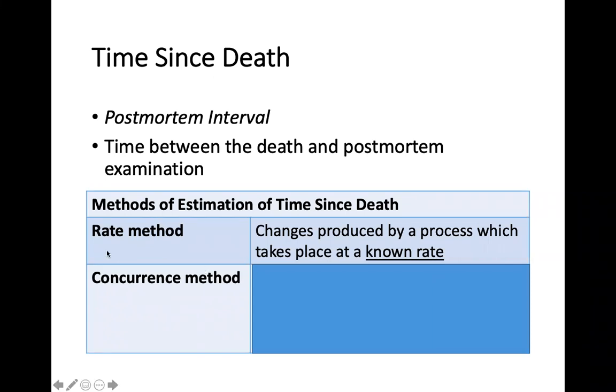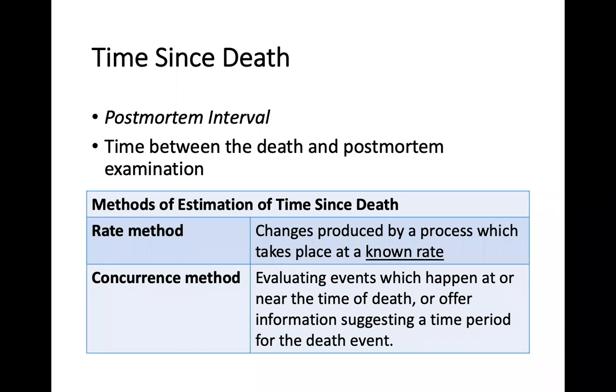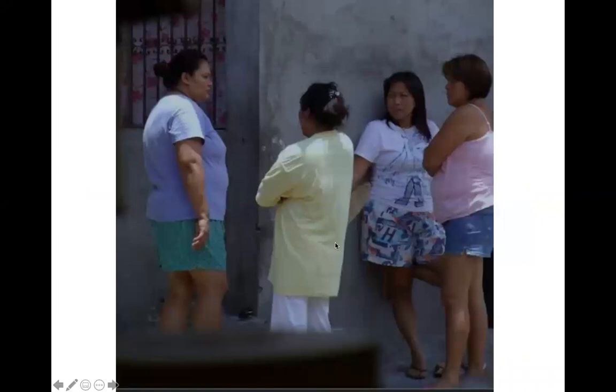While your concurrence method, ito yung buo, no? Evaluating the events which happen at or near the time of death or offer information suggesting a time or period for the death event. So ito yung you take into consideration lahat ng nangyari. So hindi siya yung rate method. So ibig sabihin yung concurrence natin, ito yung mga marites natin. Alright? So ang daming chismis, no? Yun yung concurrence method, no? Yun na-evaluate yung tanan, no? Na hibalaan ni marites tanan niya mga ano mo. Tanan niya sikreto mo.